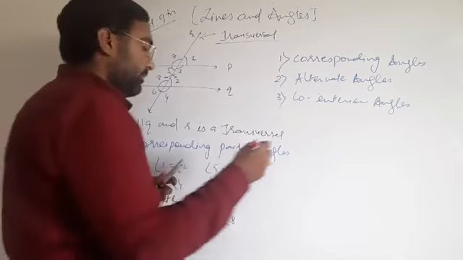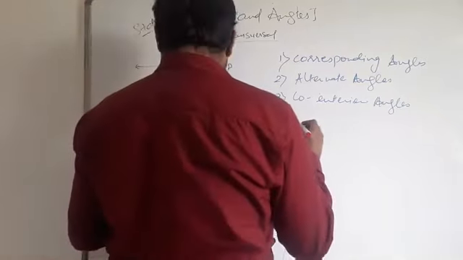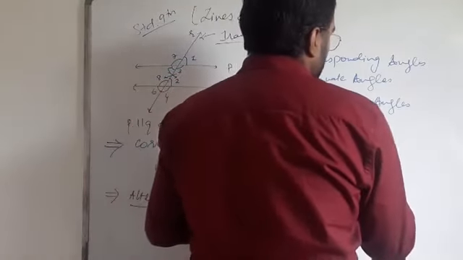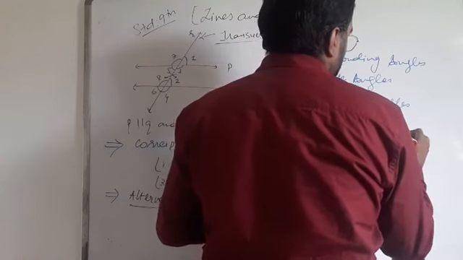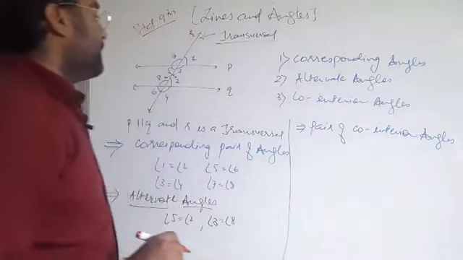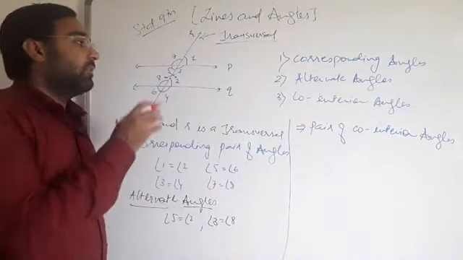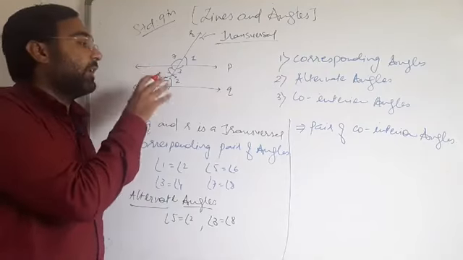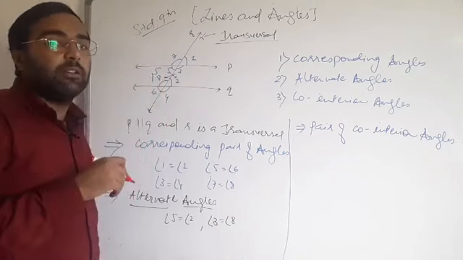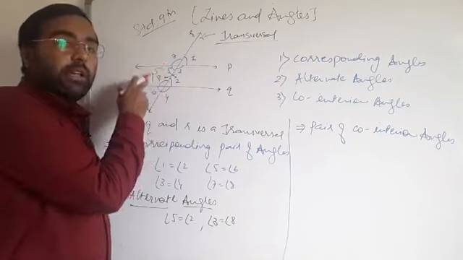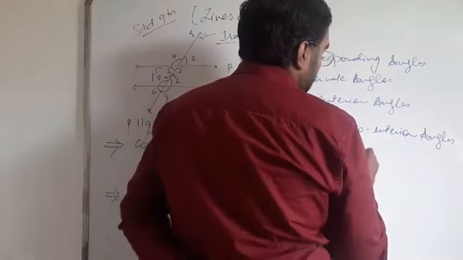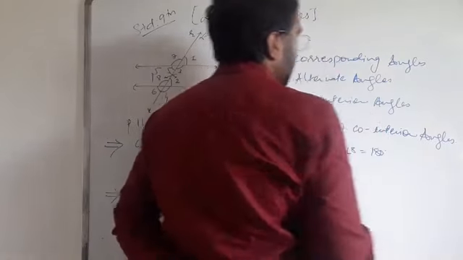And the third one is co-interior angles, a pair of co-interior angles. In this portion we are also taking the interior part, but not in the cross section, but on the same side. On the same side, 5 and 8. The sum of angle 5 plus angle 8 makes 180 degrees.